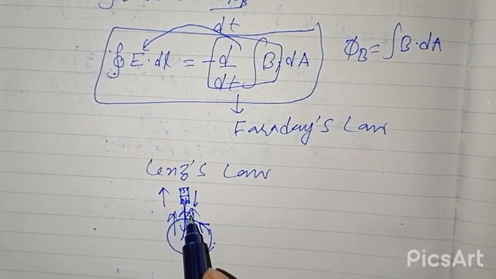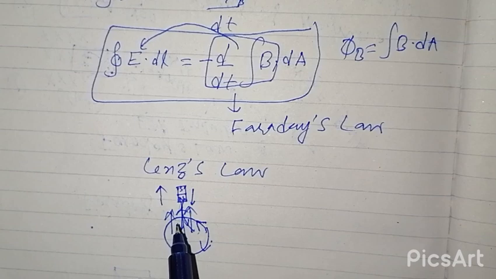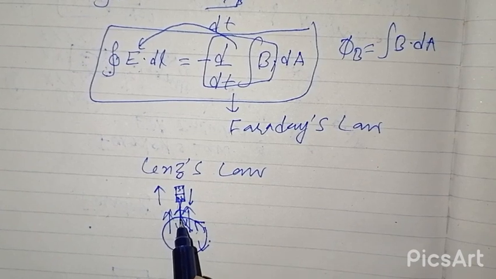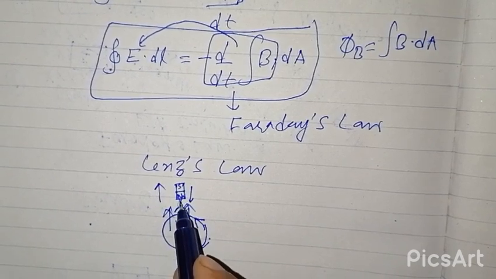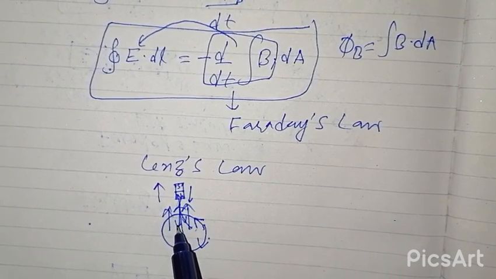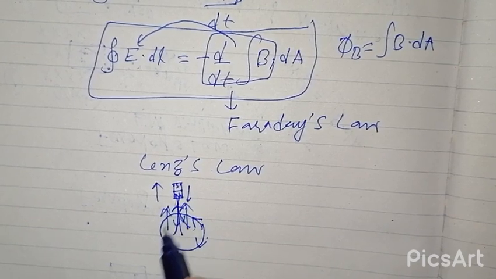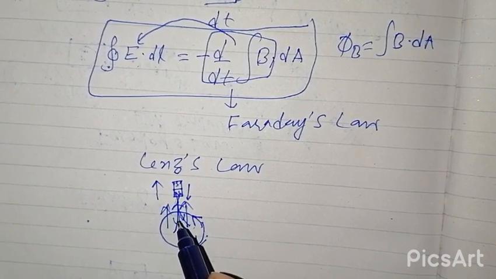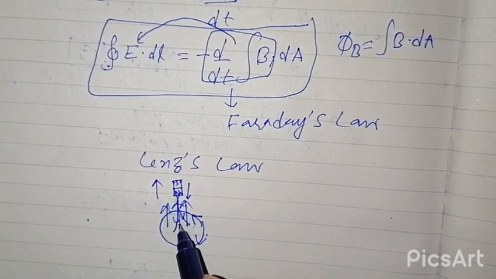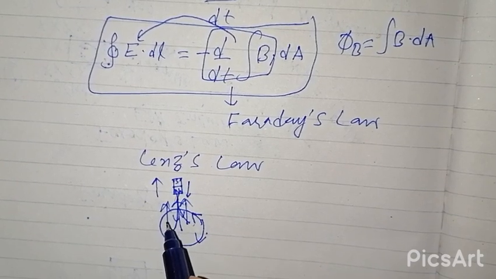So it always opposes the change of flux. When flux increases in this coil, it tries to reduce that external flux, and if flux decreases across this coil, then it tries to increase the flux, so that the EMF direction changes by changing this external magnetic field.